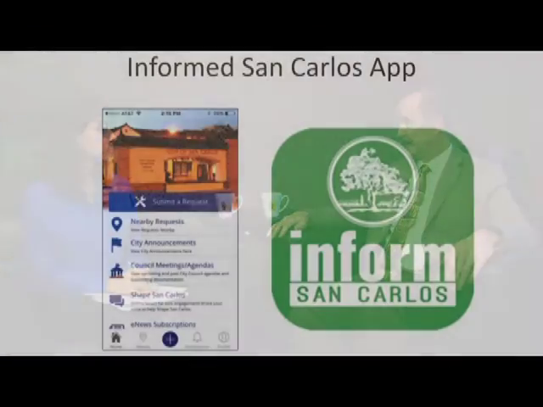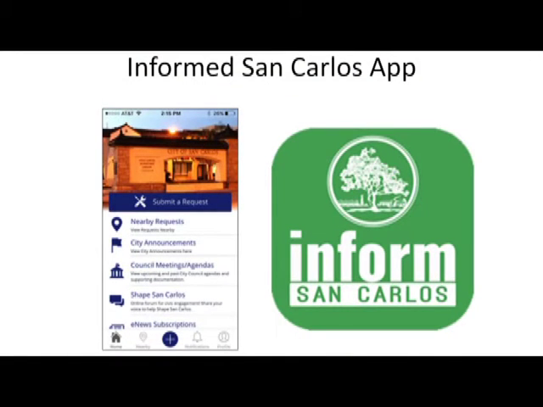defect reported to us. The other way is by using the Inform San Carlos app, and I have a slide for that one as well that shows you what that looks like. And then we can have, from any smartphone, a sidewalk defect identified, a message sent to the city, and then we can go ahead and figure out a way to fix it.